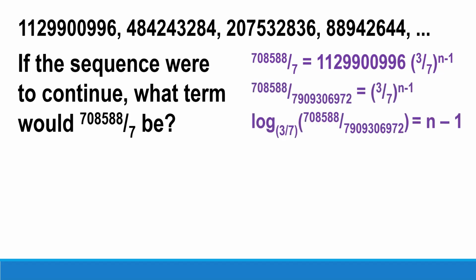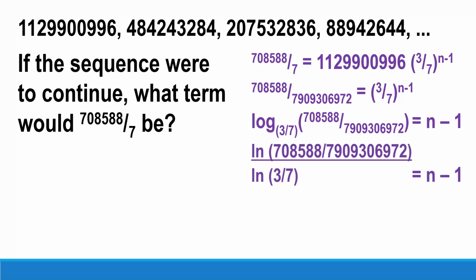rewrite the problem as a log as I'm trying to solve for the exponent, and that would be the log of the fraction 708,588 over 7,909,306,972, all to base 3/7. That would equal n minus 1. Using the change of base theorem, I would then realize that 11 equaled n minus 1, and this again would be the 12th term.